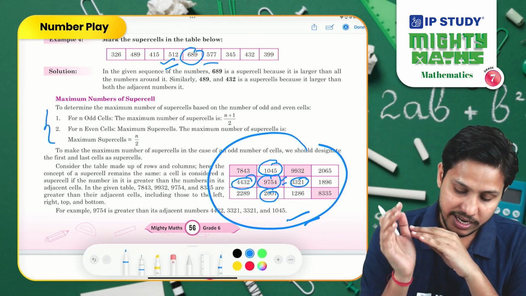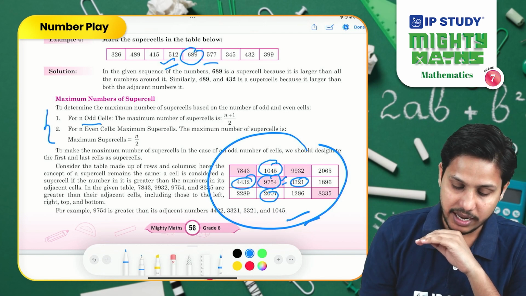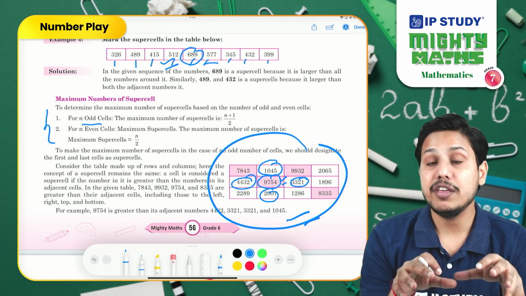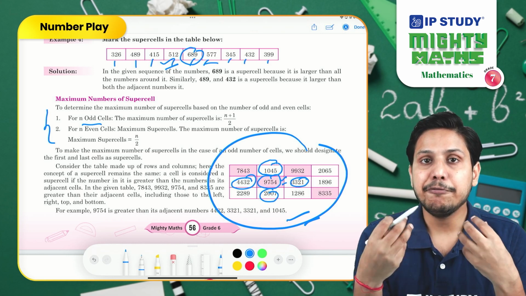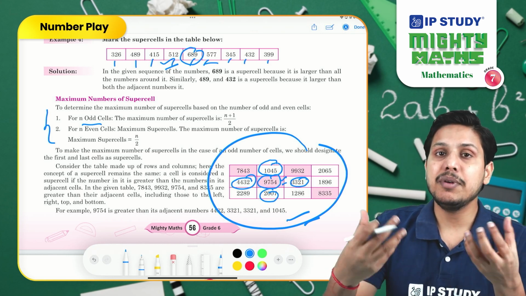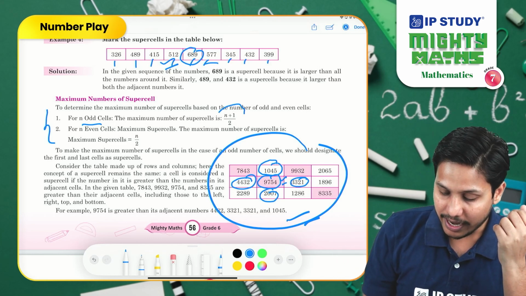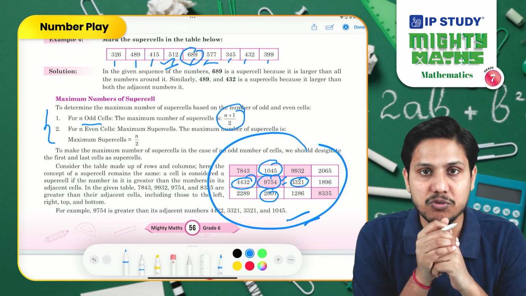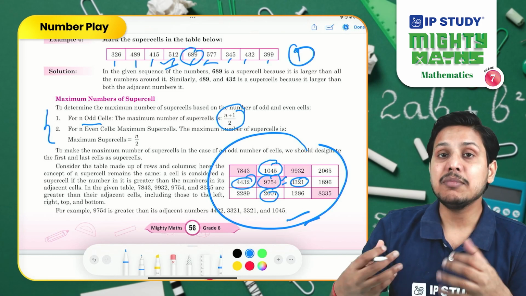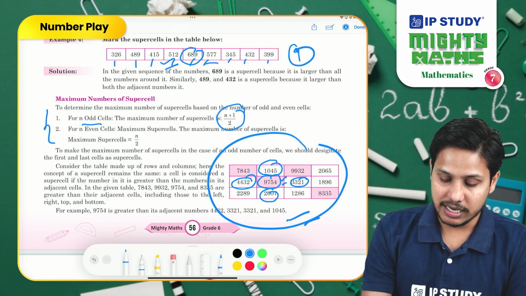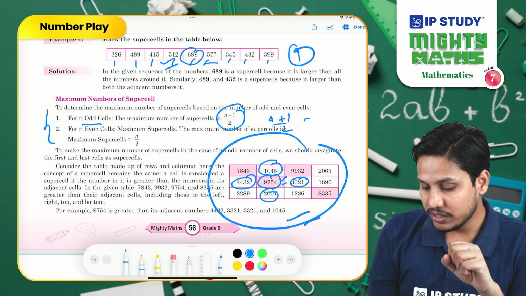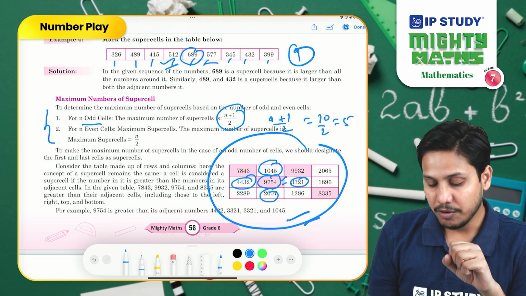Here we have a deduction, which says if there are an odd number of cells, like the number of cells 1, 2, 3, 4, 5, 6, 7, 8, 9, if there are n odd cells, then we can fill the cells of the table with the maximum number of supercells in (n plus 1) by 2 ways. For example, here we have 9 cells, so the maximum number of supercells that this table can contain is (9 plus 1) over 2, which is 10 over 2, which is 5.